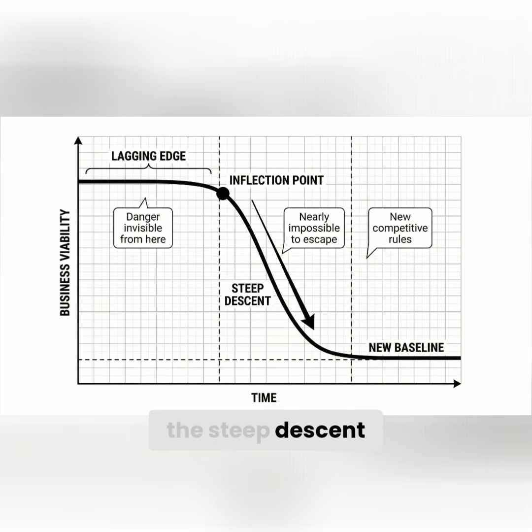The second zone is the steep descent. The curve tips in an inflection point that's impossible to see until it's been crossed. Clients leaving first in a trickle, then a flood. Margins eroding. Resources consumed faster than they can be mobilized. The steep descent is nearly impossible to escape once entered.